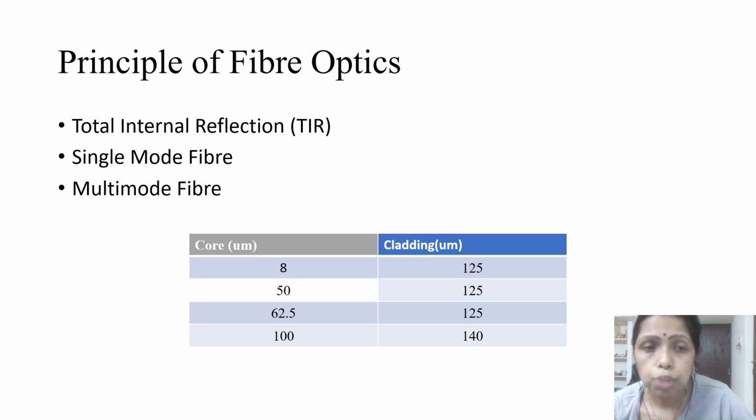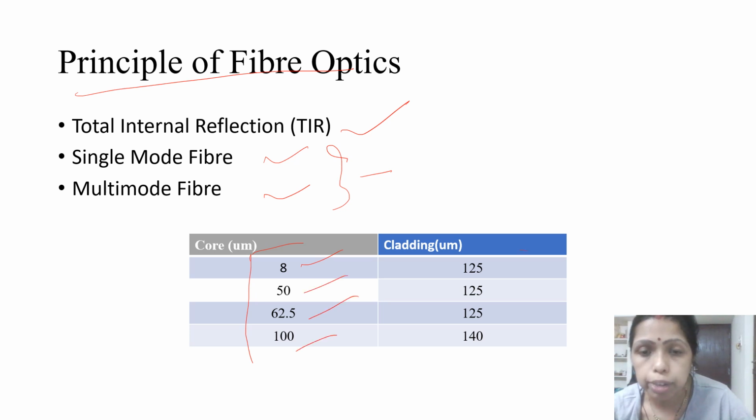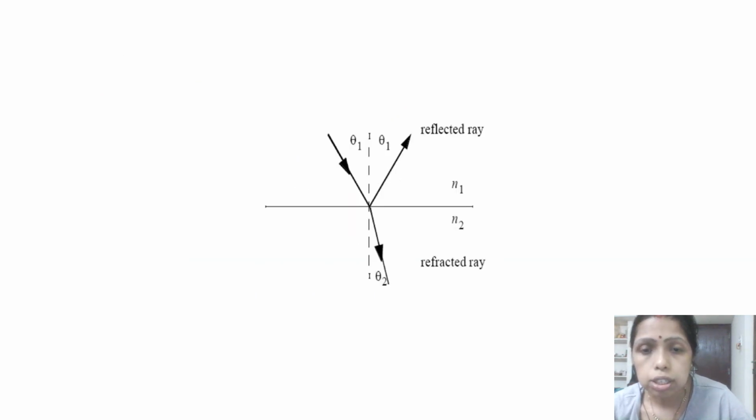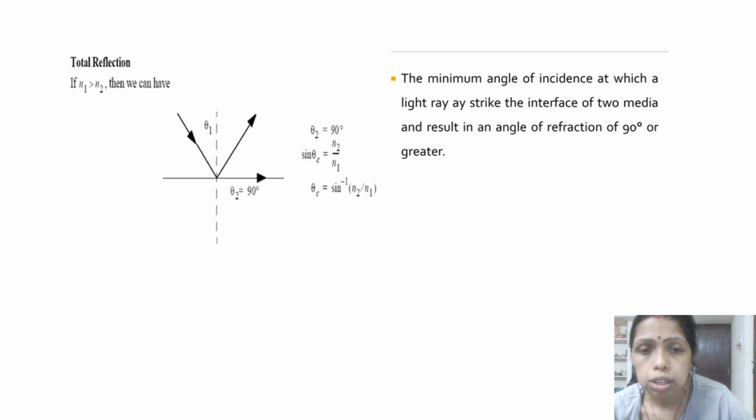The principle of fiber optics depends on total internal reflection, with single mode and multi-mode fibers. This I will discuss later. The core radius is around 8 to 9 micrometer, 50 micrometer, or 100 micrometer, but the cladding radius is 125 micrometer. Based on the diameter of the core and cladding, some properties will change inside the fiber.